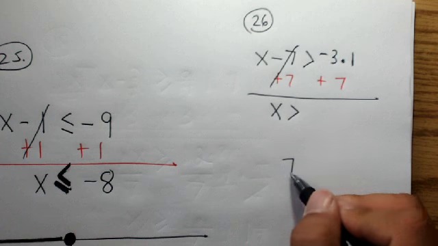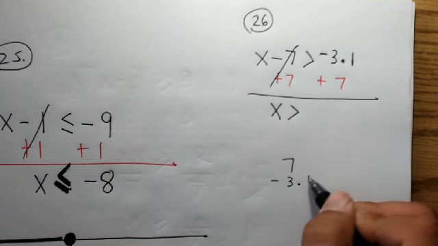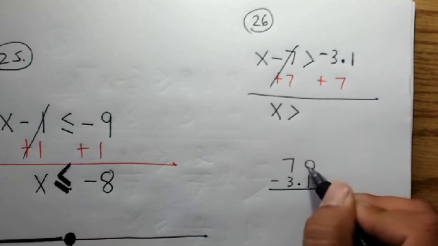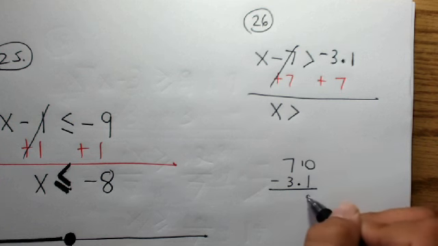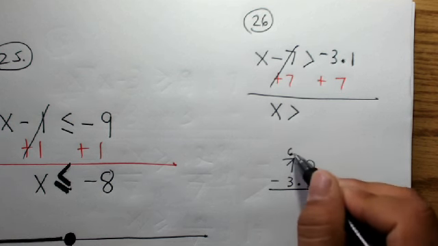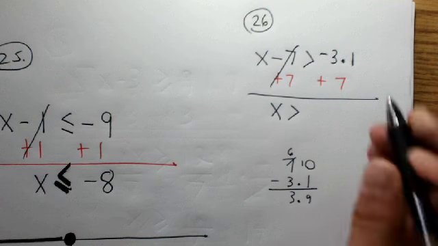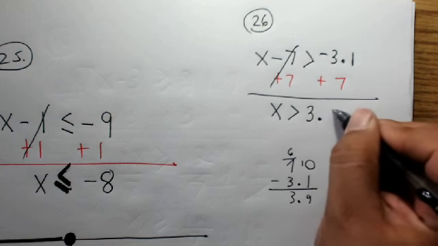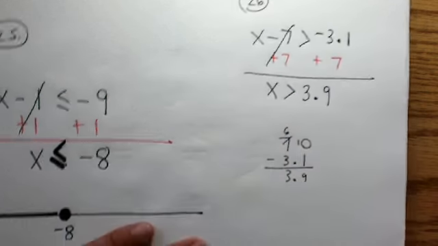Negative. 7 minus 3.1. Let's see. This is a 0. 10 minus 1, this is 9. And then this becomes 6. 6 minus 3 is 3.9. So x has to be greater than 3.9. Do you all see that?